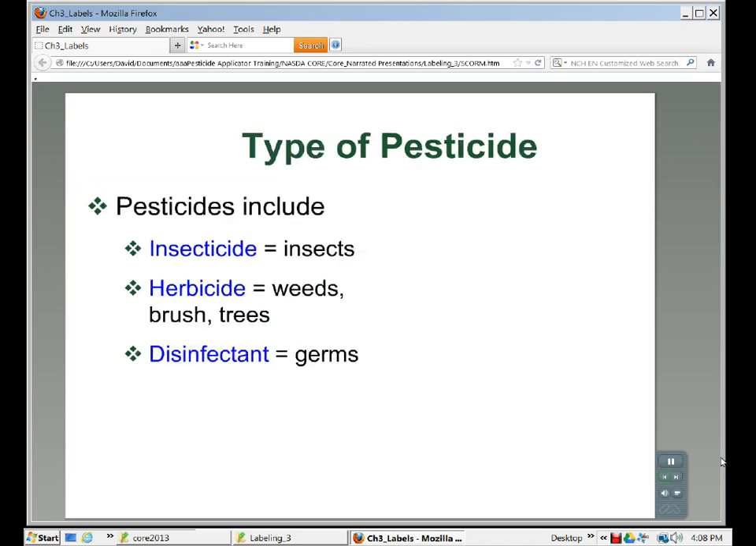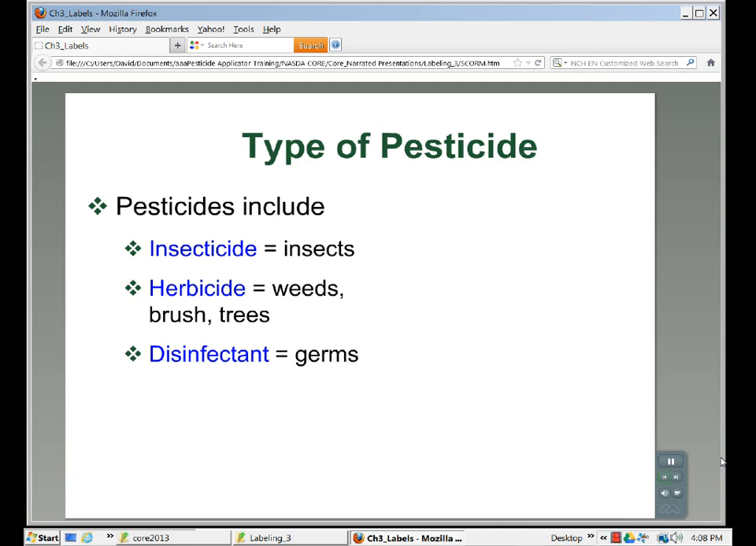Pesticide is an umbrella term that includes all the different types of pesticides. One group of pesticides are the insecticides that manage insects. Herbicides, control of weeds. Disinfectants, kill germs. I want to drive home the point that pesticides includes all the different types. Herbicides, insecticides, rodenticides, disinfectants, and the list goes on.